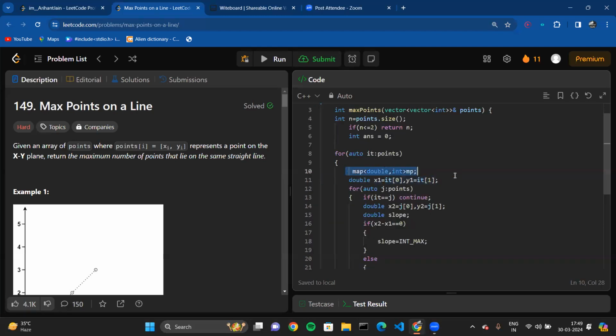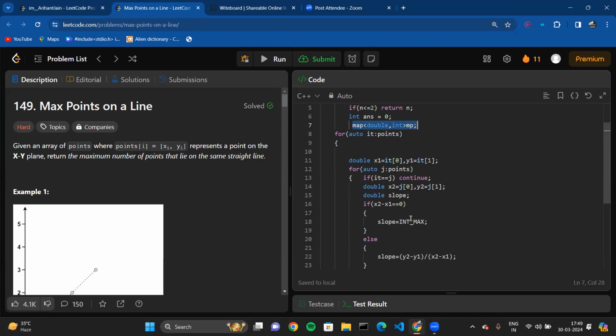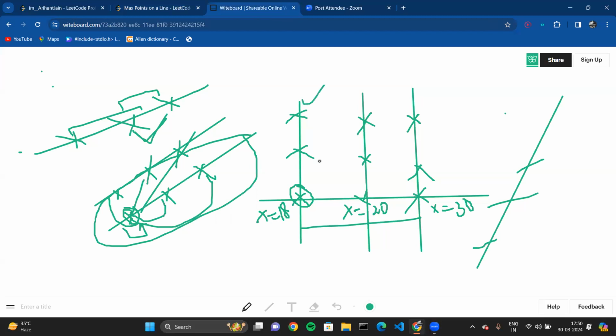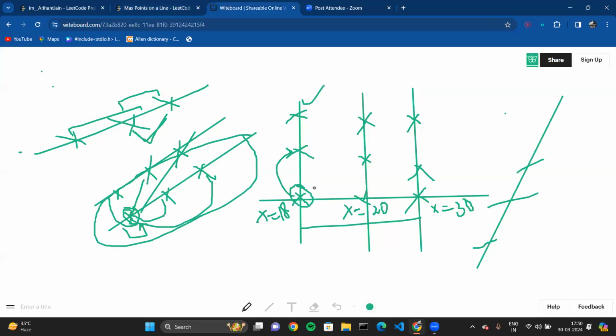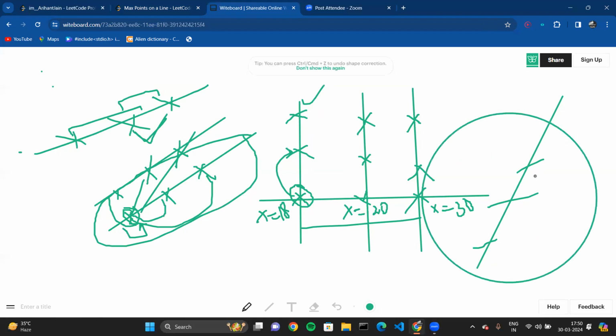But what if I took this map of double comma int outside this loop? This won't work. If we took this outside and tried to calculate all the slopes, then parallel lines will cause issues for us. For example, x equals 18 and x equals 20. Both are parallel lines, so both will have the same slope, in this case, int max. But we can't guarantee that x equals 18 or this slope is the answer. Maybe some other line has 4 points.